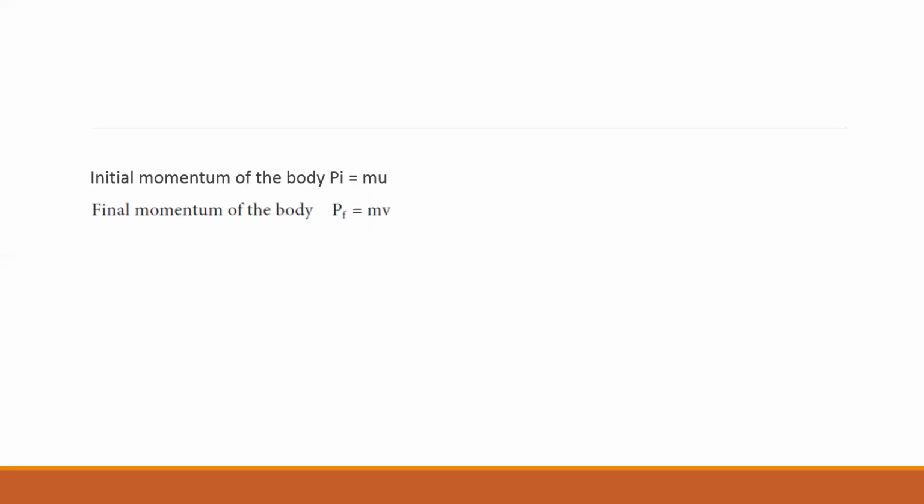Now the bike has attained the final speed, so the momentum at the final stage, Pf, is equal to mv. Now the change in momentum: the small triangle is called change, and you pronounce it as delta P. Delta P is equal to Pf minus Pi, that is mv minus mu.